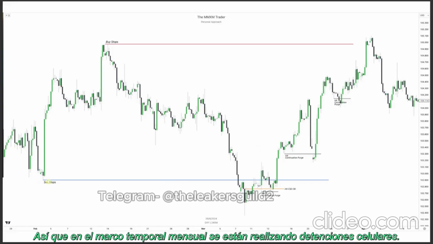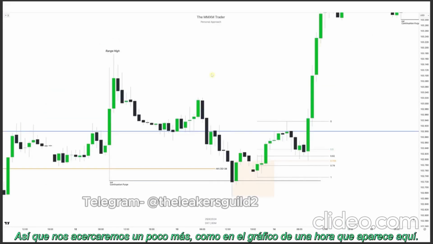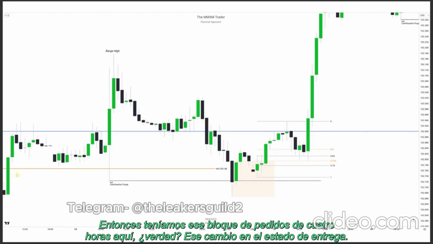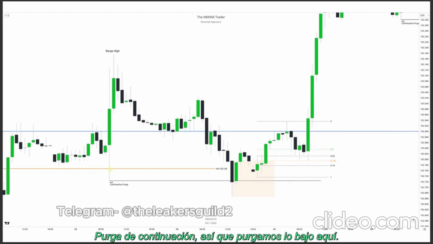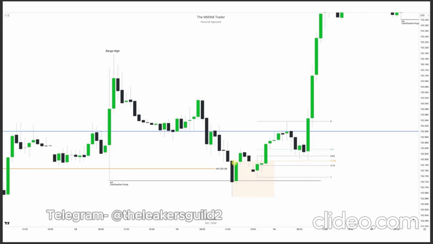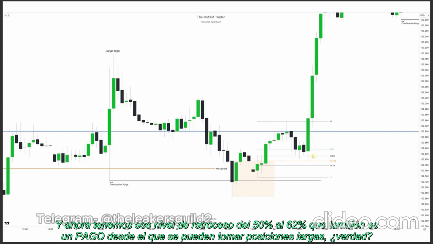So on the monthly time frame, sell stops are being accumulated down here, right? And we want to pair it up with the buy stops resting above that range high. So we're zooming in a little bit further, like the 1-hour chart over here, and we're zooming in on that 4-hour continuation purge, right? So we had that 4-hour order block over here, right? A change in the state of delivery. Now we had that 4-hour continuation purge. So we purged the low down here. Then what forms? A high probability order block, right? Because it is a purge of a low, and then we can see a push up above it. And now we've got that 50% to 62% retracement level is also a POI where you can take longs from.